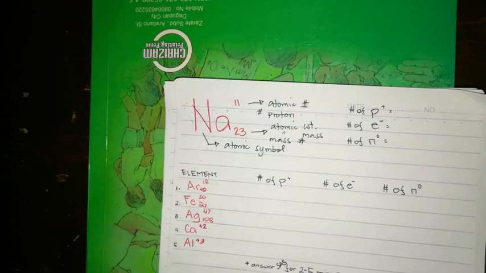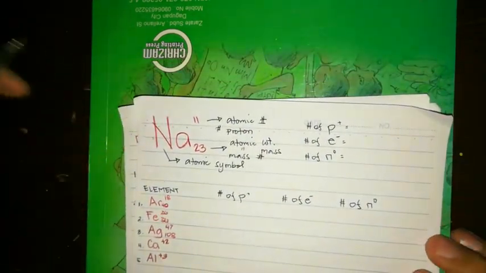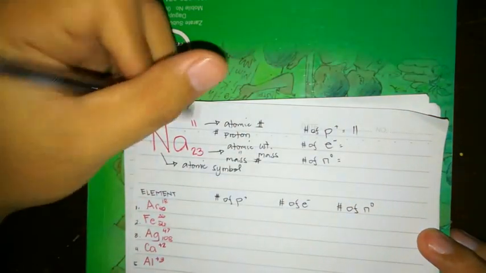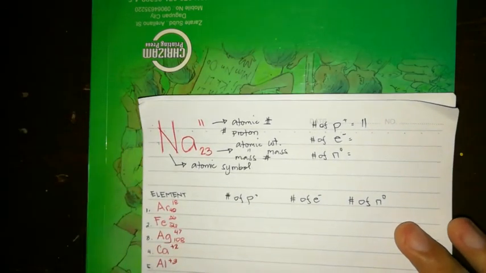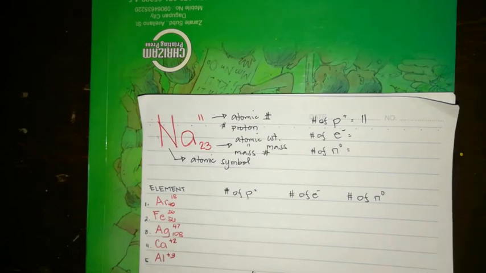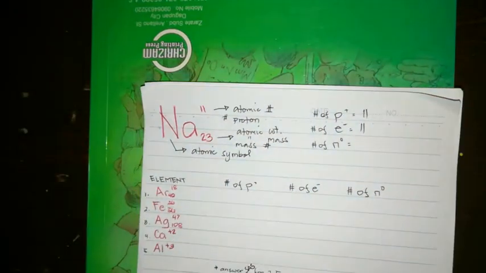Now, the atomic number is the same as your number of protons. So, therefore, in sodium, the number of protons are 11 because 11 ang kanyang atomic number. And since wala namang nakalagay dyan na positive or negative, ibig sabihin isa siyang neutral charge, kung ano yung bilang ng proton, yun din ang bilang ng electron. So it should also be 11.